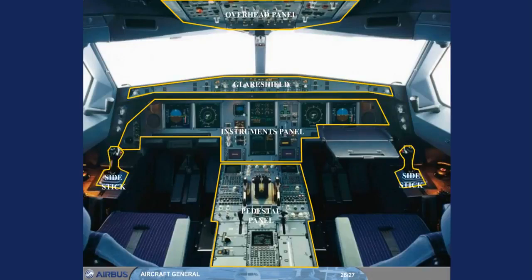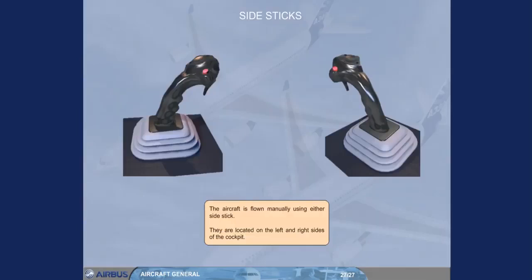Finally, click on either side stick area to display them. The aircraft is flown manually using either side stick. They are located on the left and right sides of the cockpit.